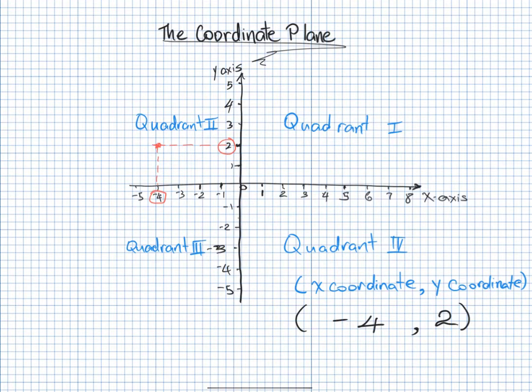So you can be given a point and you can look at that point and tell what the coordinates are, or vice versa. You could be given the coordinates, and you can be asked to plot that point. So let's practice plotting a point if you're given the coordinates.